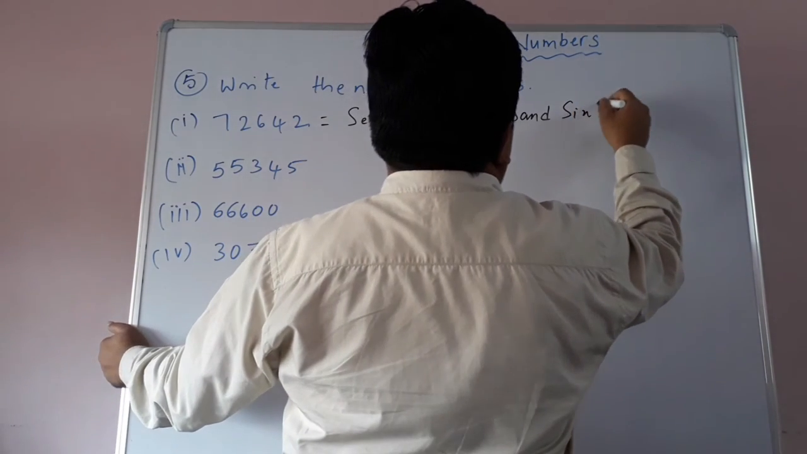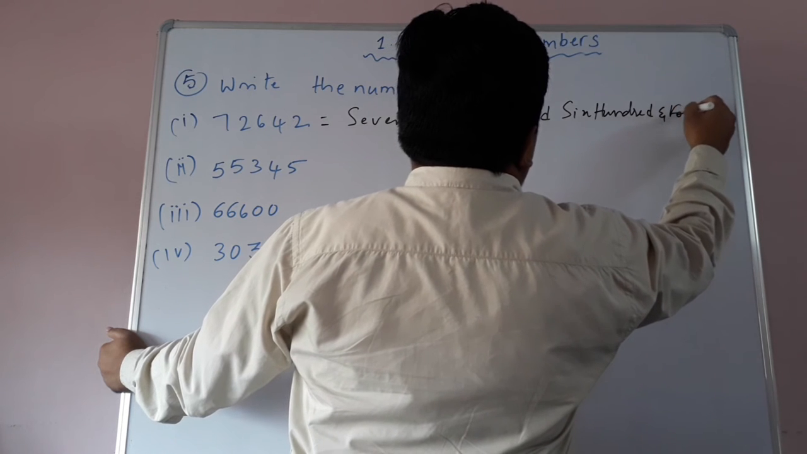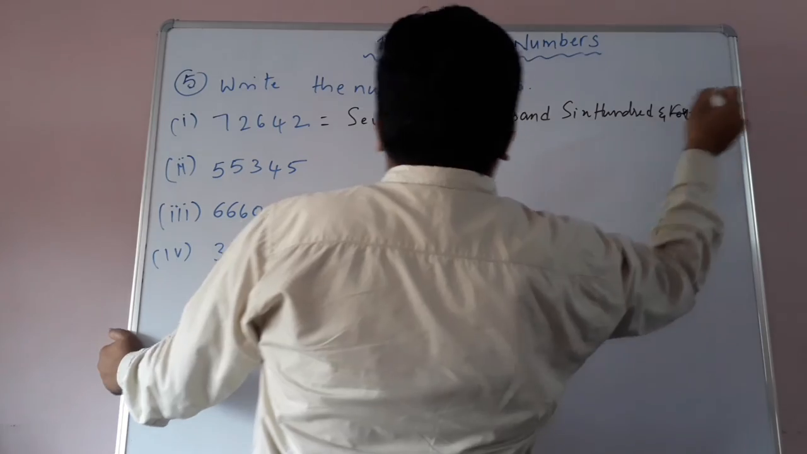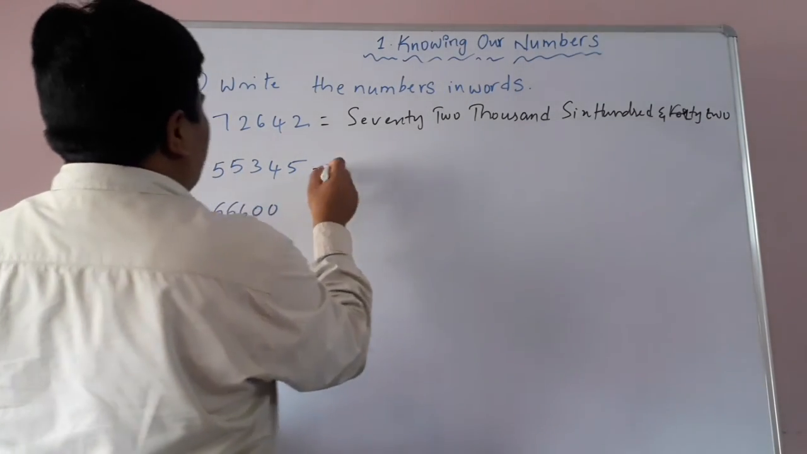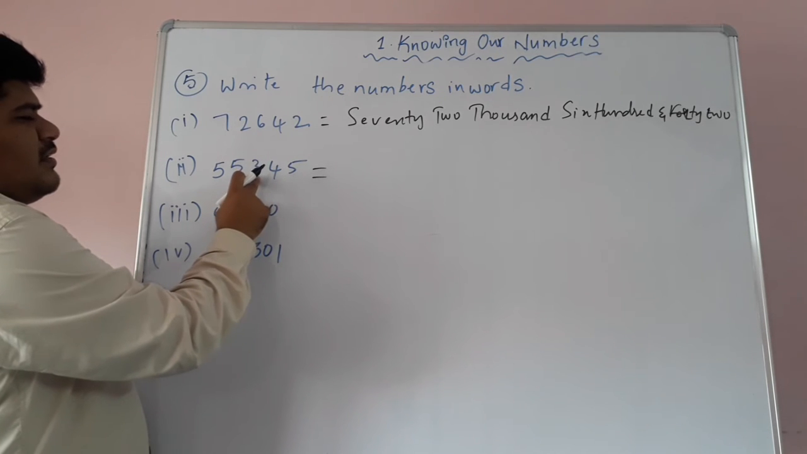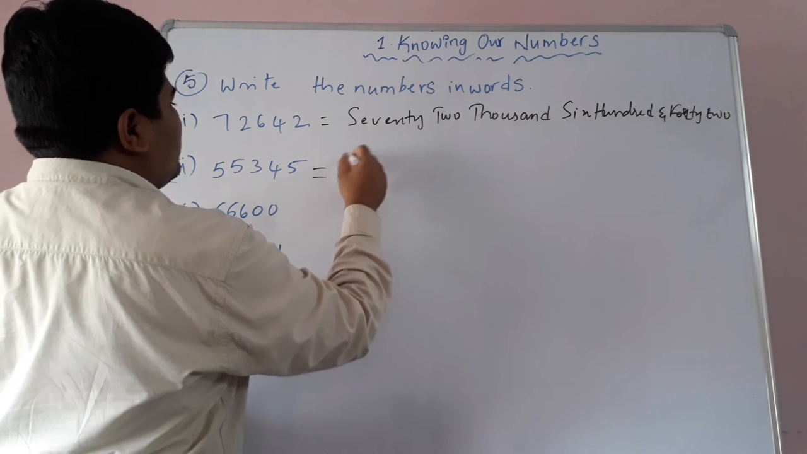72,642. Okay, 642. Now let's see the second, 55,345. Okay, ones, tens, hundreds, thousands, 10,000. So this is 55,000.